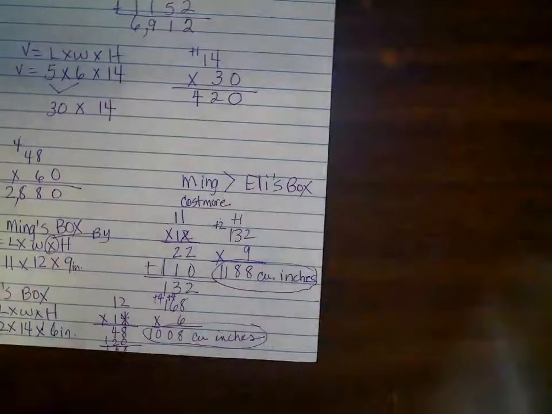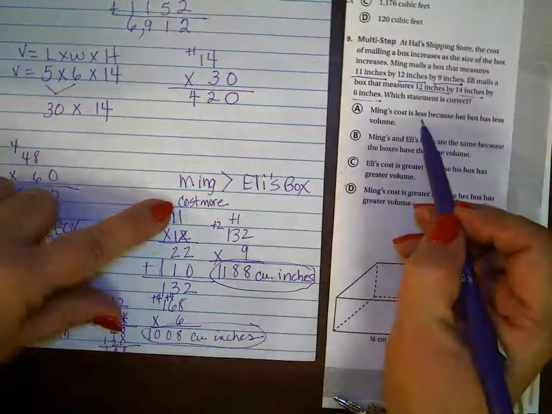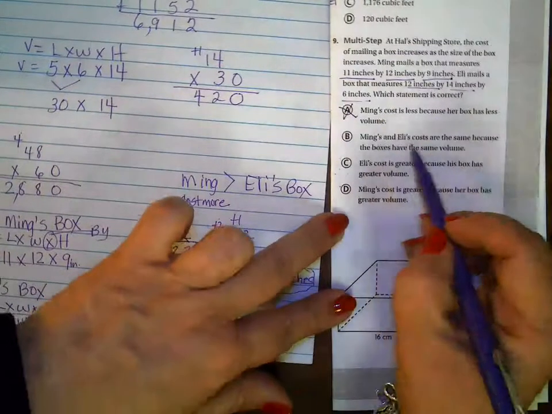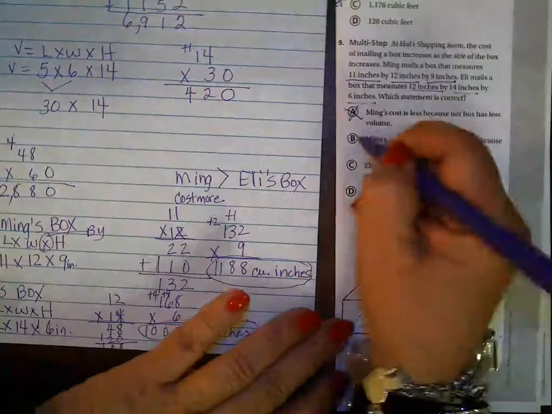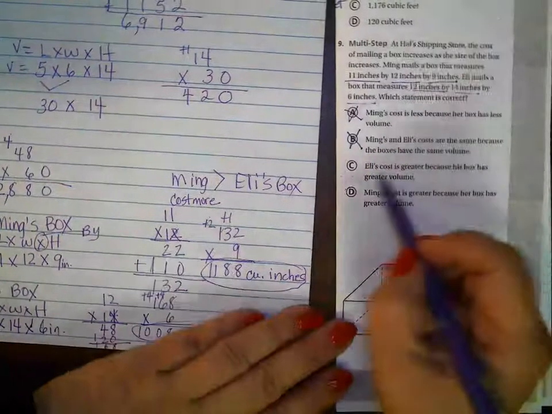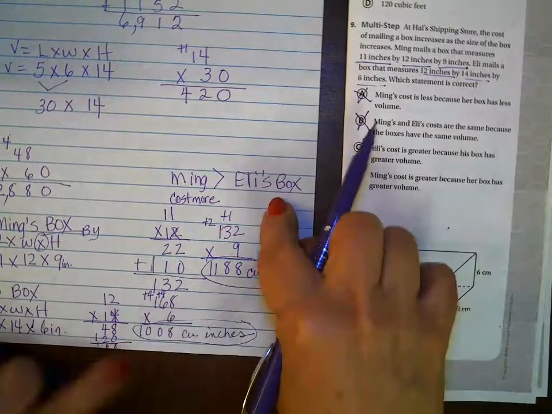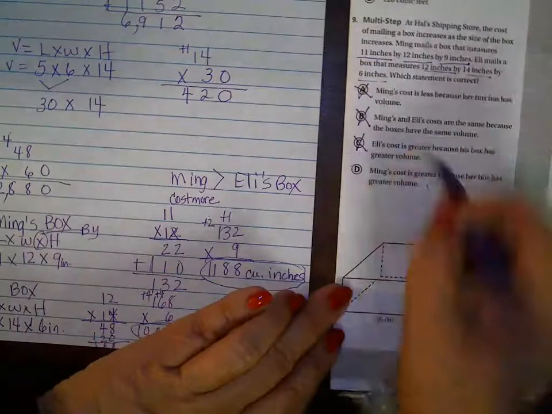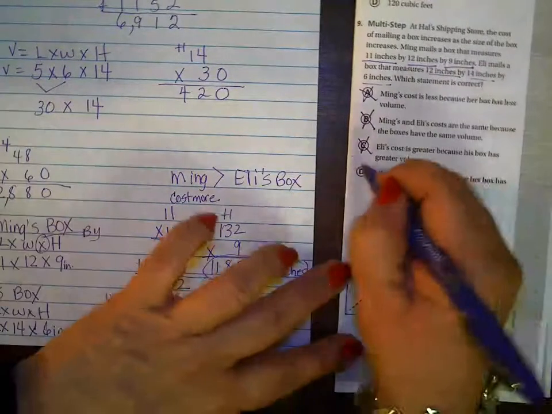Okay, so keeping that in mind, I'm going to fold this paper in half here so that you can see it. All right, Ming's costs less. No, we already said that it's going to cost more, so that's not a right answer. Ming's and Eli's costs are the same. No, because Ming's box is larger than Eli's box, so that's not a true statement. C, Eli's cost is greater because his box has greater volume. No, because Eli's box is less than Ming's box. So that's not a true answer. Ming's cost is greater because her box has greater volume, and that's a true statement.